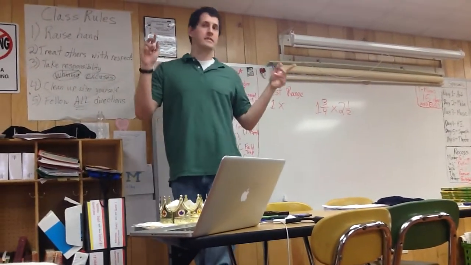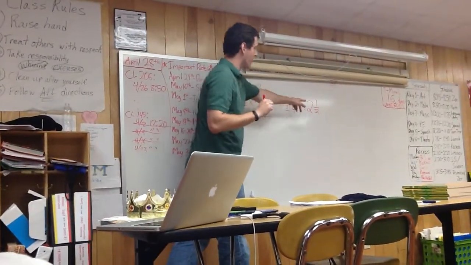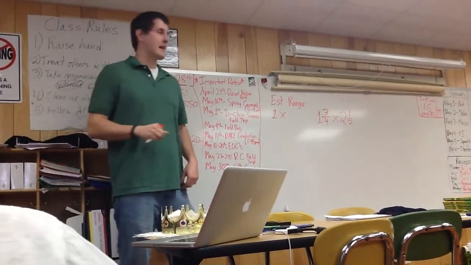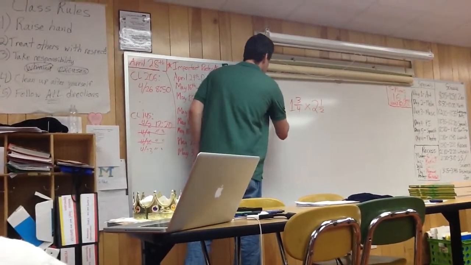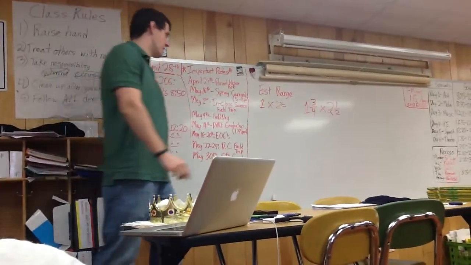What two whole numbers is 2 1/2 in between? Owen? 2 and 3. 2 and 3. So if you round 2 1/2 down, alright, what number would it round to? Oscar? 2. So, for your low end of the range, 1 times 2 is what? 2. Megan? 2.